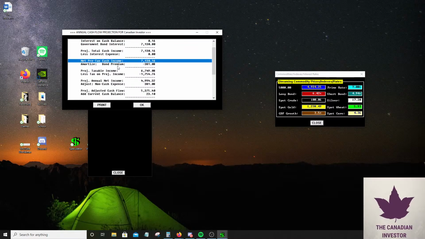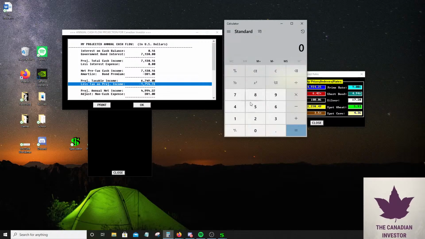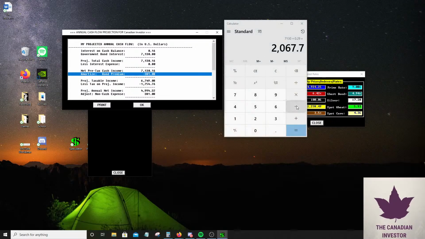And basically, the bond premium, I don't know what that means. I'm pretty sure that means the $8 we paid above. But in this case, we got our tax on projected income. So in this case, we're making $7,130, and I'm pretty sure that interest was 29%. So it's negative $300 because I think we paid a little bit extra for the bond. So I think that's a little bit of a tax deduction.